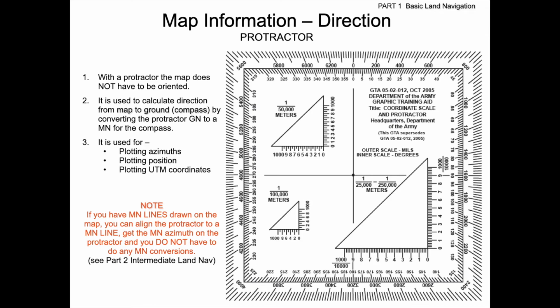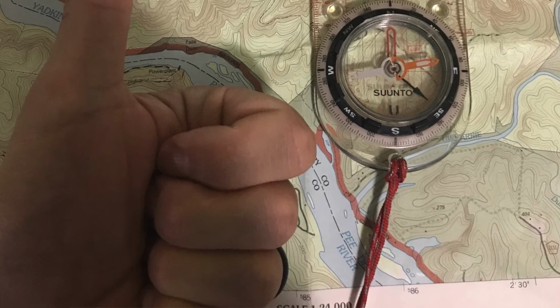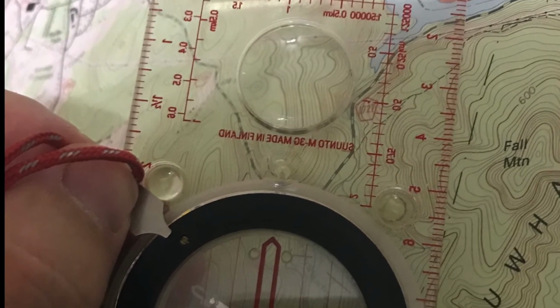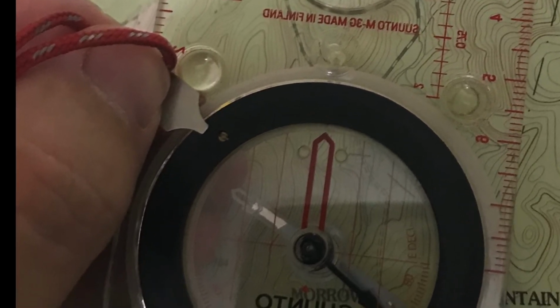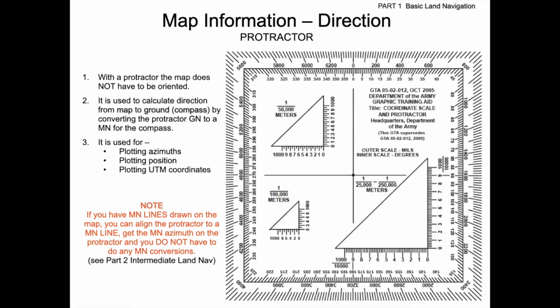Of note, there are certain compasses like the Suunto M3. Is it Suunto? Yeah, it's a Suunto. The Suunto M3 has a feature where you can adjust the declination in the compass itself, and then you no longer have to convert. You just go grid to magnetic, magnetic to grid, and you don't have to worry about the conversion anymore. It's a pretty neat feature, so I picked up one.